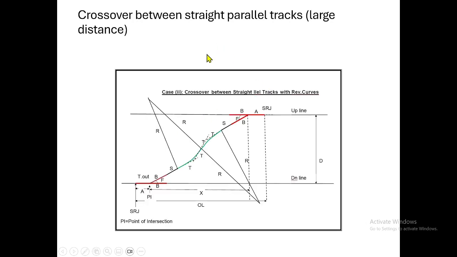So the next type is the crossover between straight parallel tracks with a large distance, similar to the connection we have seen. Here, in case of a crossover with a large distance, we use a reverse curve, a reduction of reverse curve. As I already told you, if we have the straight connection, the overall length of the turnout will be more. That is why, to reduce this and use the space effectively, we can introduce a reverse curve. So in this case, how is it to be done?